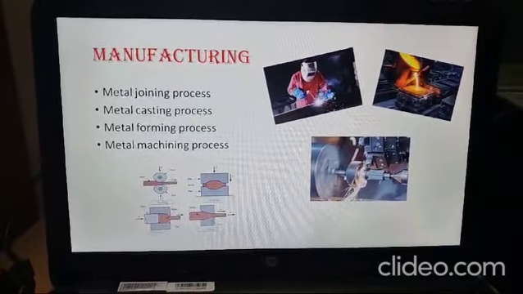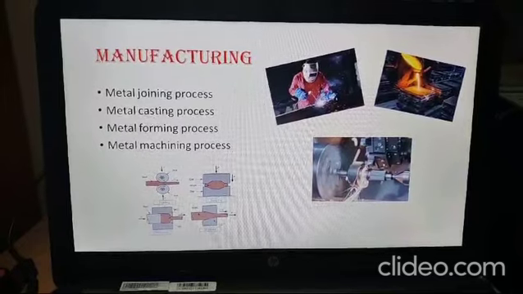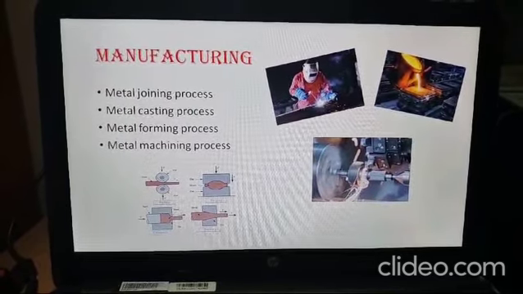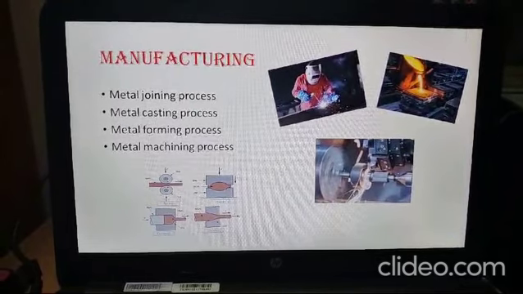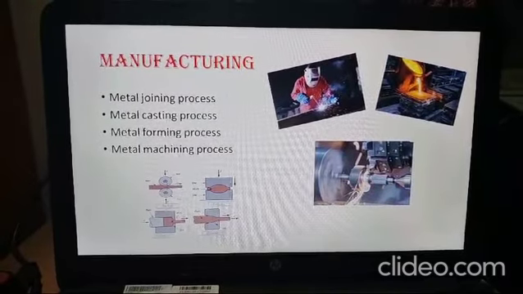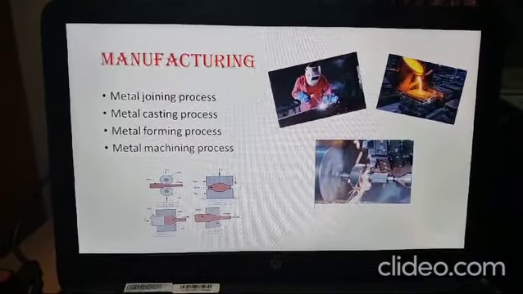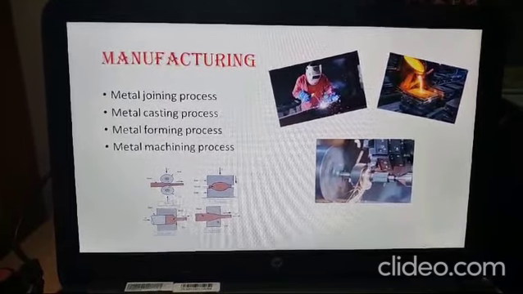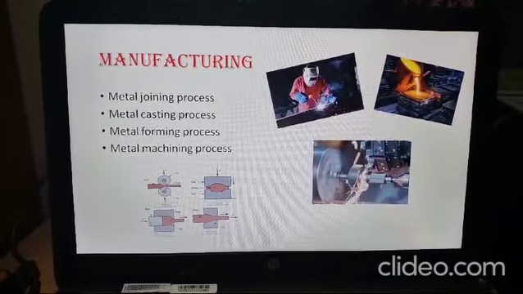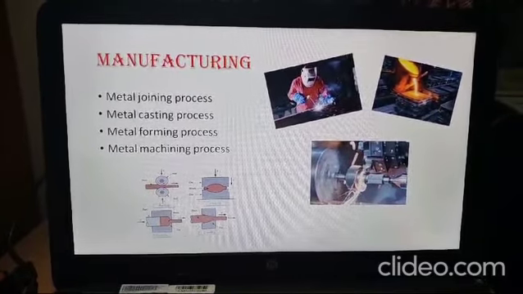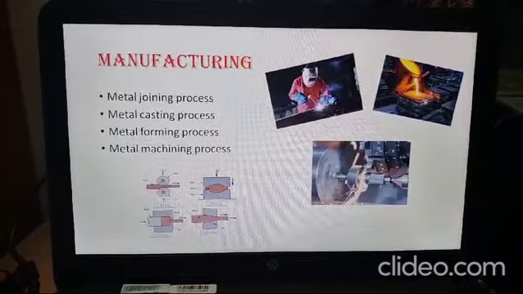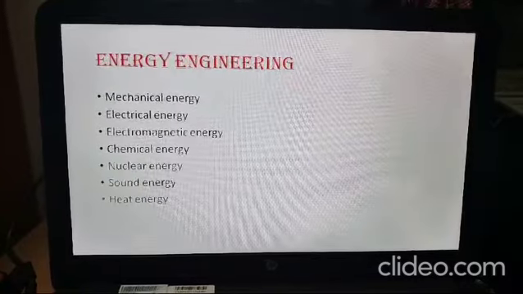So one of the sub-disciplines is manufacturing, in which we have so many processes like metal joining, like welding, metal casting. In that, molten metal will be created by heating the metal, and that will be poured into the die, and the products will be manufactured after solidification. Then metal forming processes like rolling, forging, then machining processes like lathe. So these all come under the manufacturing stream.